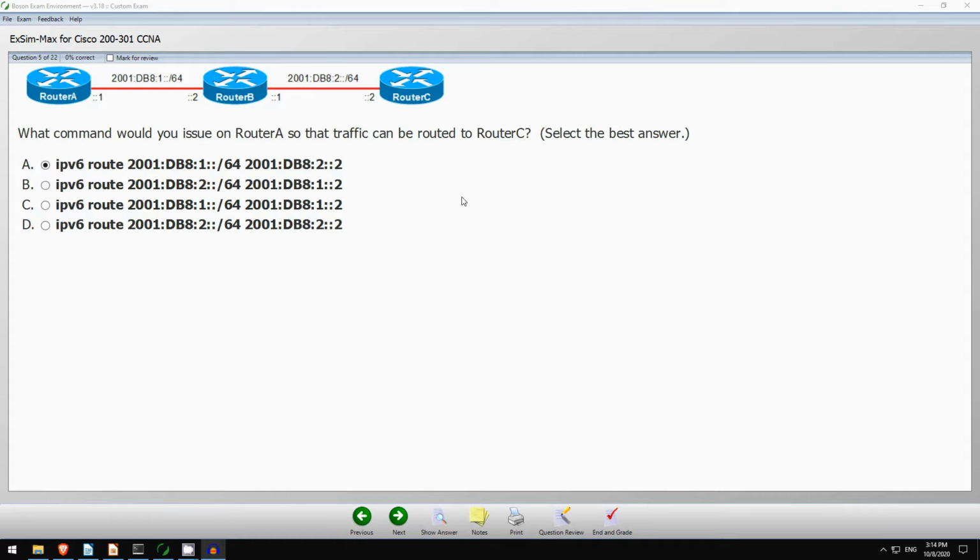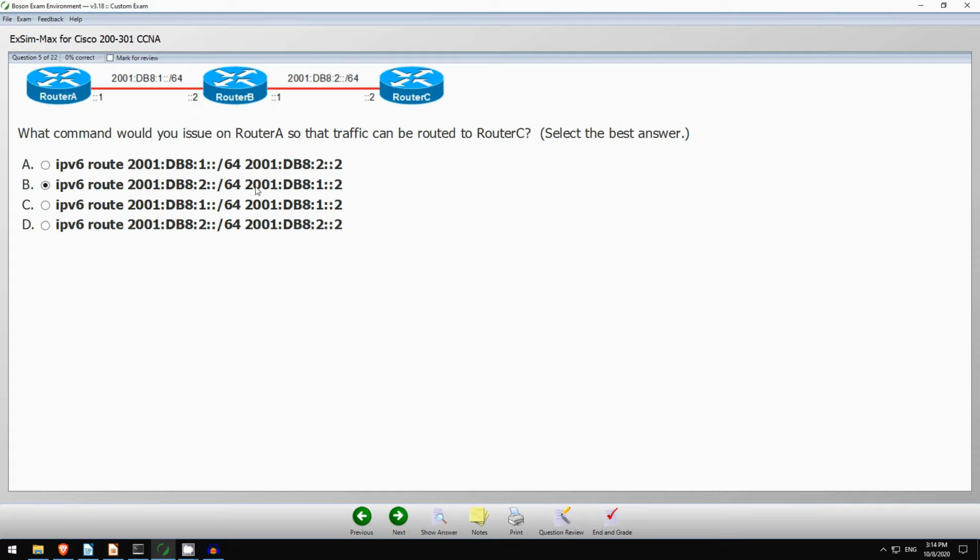Okay, hopefully you found the answer. So let's check it out. So router A needs to reach router C, which is in the 2001:DB8:2::/64 network. So that should be the destination in the static route command. So that means the correct answer is either B or D, because A and C have the destination 2001:DB8:1::/64, which is not correct. So is the correct answer B or D? Let's see. So the next hop should be router B's interface in the 2001:DB8:1 network. So that is ::2. So which one has the correct next hop?